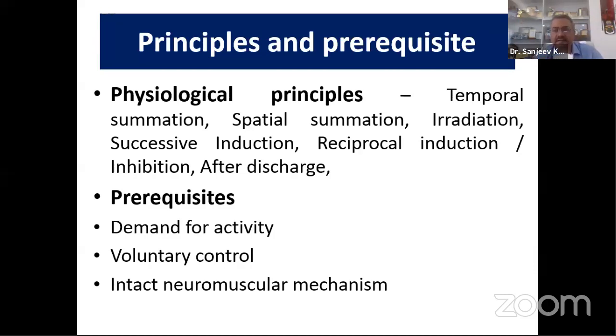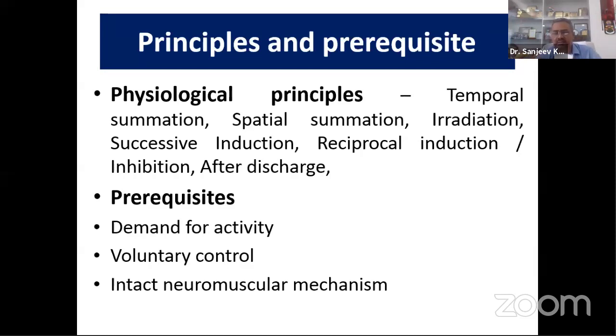So that definitely we are going to look for, and then based upon that we will be planning our treatment or methodology of treatment. So that is why I have put up 3 basic prerequisites. What 3 basic prerequisites? Demand of activity, voluntary control, intact neuromuscular mechanism.